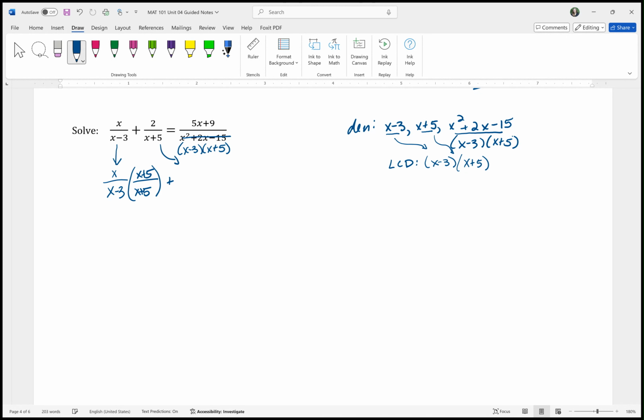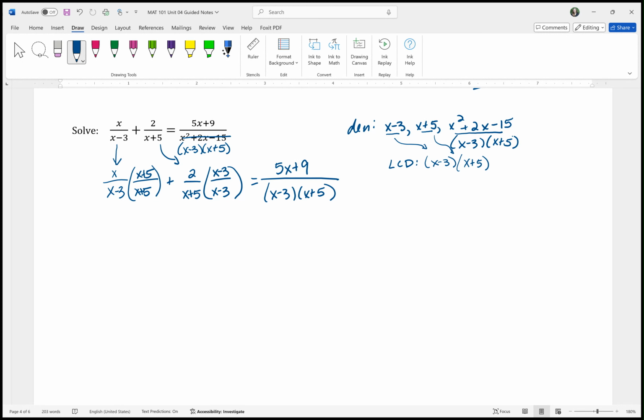Plus 2 over x plus 5. What is it missing? It is missing the x minus 3. So we'll put that on bottom and top. And then we have 5x plus 9 over x minus 3, x plus 5. That already has both parts, so I'm not going to write anything multiplied there.